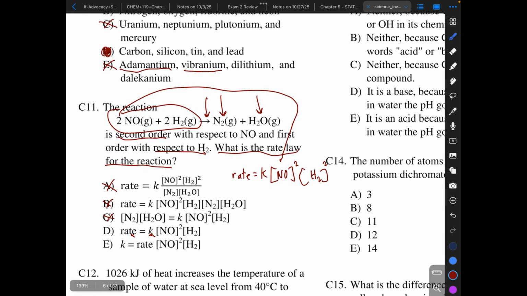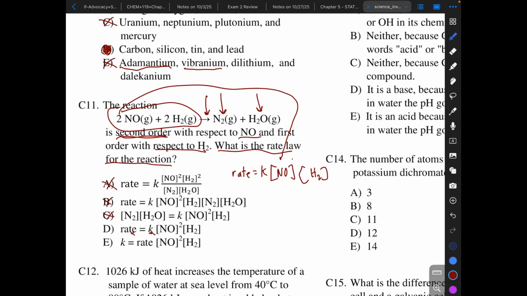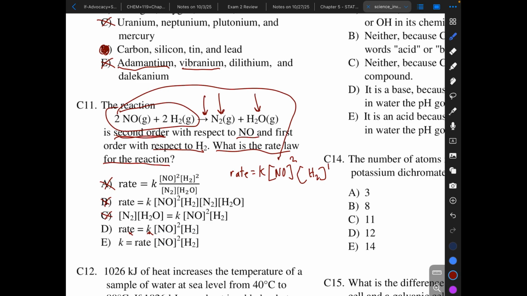make that mistake. Instead, the way you find out the exponents is by looking at the order. Second order means you're adding an exponent of 2. So second order with respect to NO means you're squaring NO. And first order with respect to H2 would be you're putting H2 to the power of 1, or just leaving H2 as it is. So this is the rate law. So the answer to the question would be D.